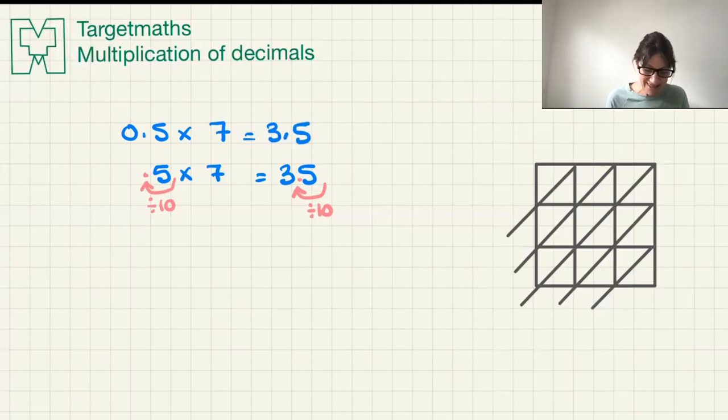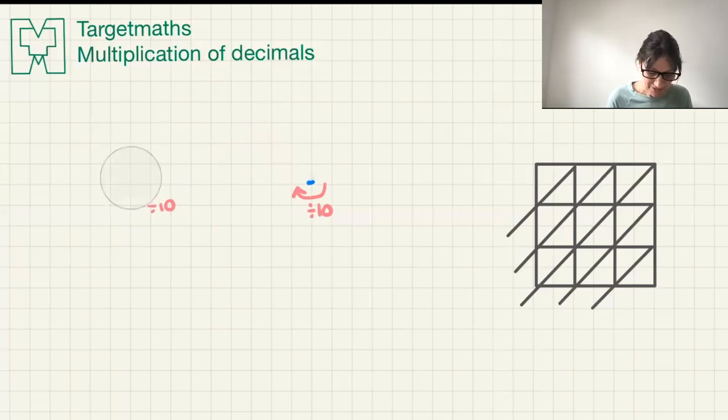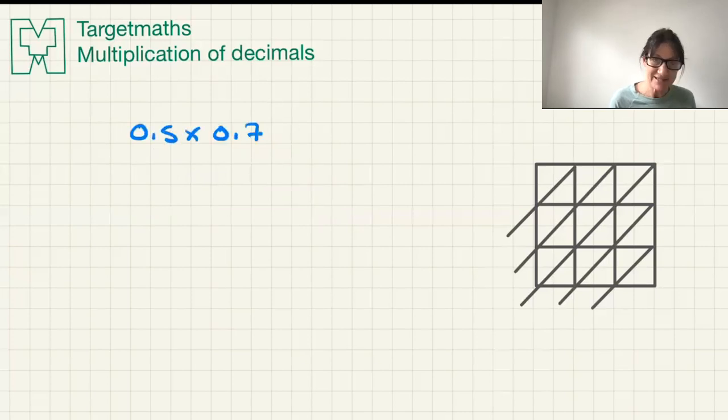All right, let's see that again. So we'll do another question. Let's do a similar looking one. Let's do 0.5 times 0.7 this time. So I'm ignoring the decimals and using just the digits that I've got given to me. And I know using my times tables that 5 7s are 35.